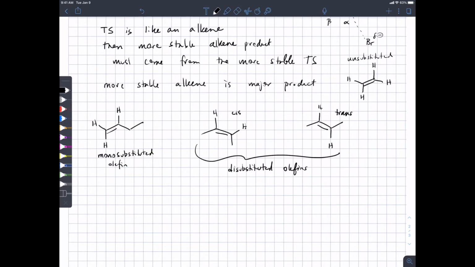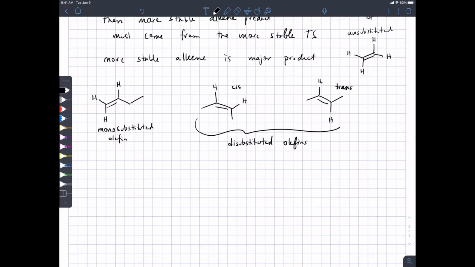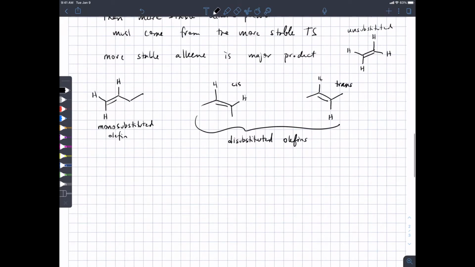So let's talk about the relative stability of cis versus trans. Any potential explanation you can see there? Why you might expect one to be more stable than another? Sterics, okay. Follow that up. What do you mean by that? One side of the trans are anti to each other, and the cis are.